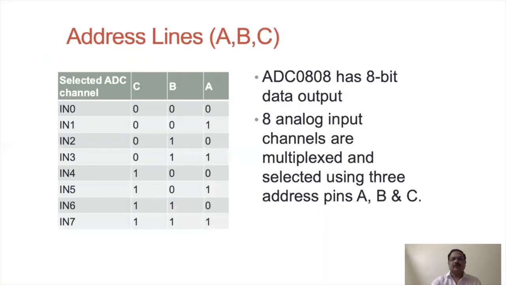Now here we can see in this table how the ABC inputs are used for channel selection. From 000 to all ones, they select one of IN0 to IN7, so one channel will be selected. Let us say, if the status of ABC is 101, then channel number 5 will be selected. So 8 analog input channels are multiplexed and selected using the 3 address pins A, B and C.